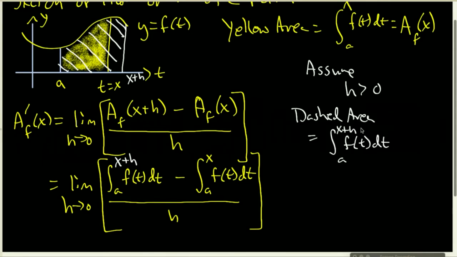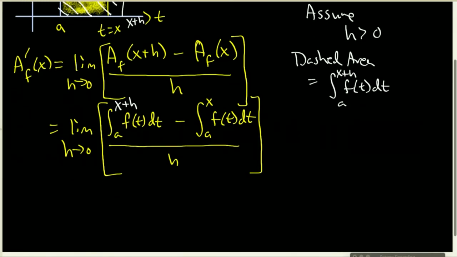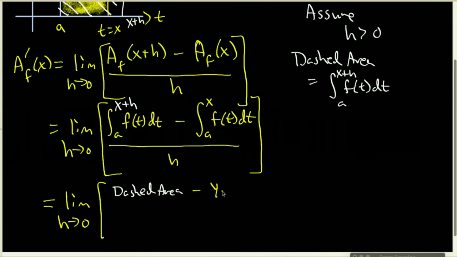And so I can use the dashed area and the yellow area to understand what's going on in the numerator of the difference quotient. So I want to write this down, and then we're going to go back and look at our picture. We have the limit as h goes to 0 of this integral here, which is the dashed area. And then we're going to be subtracting off this integral here, which was the yellow area. And of course, we have to divide everything by h.